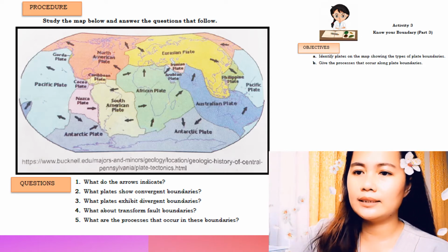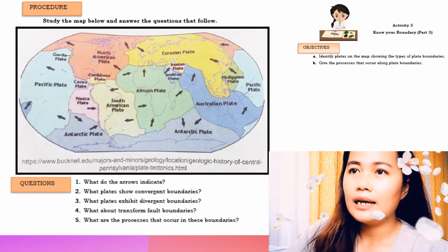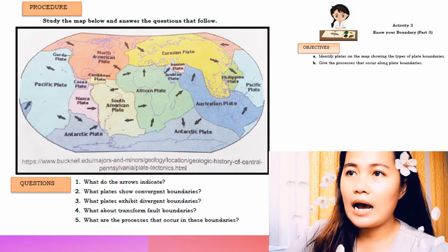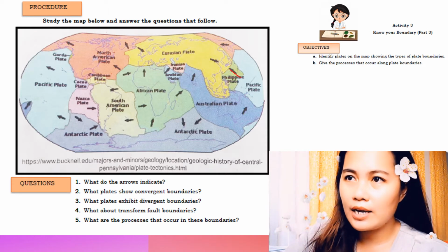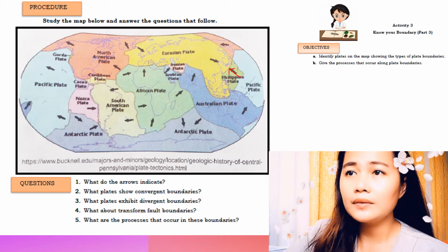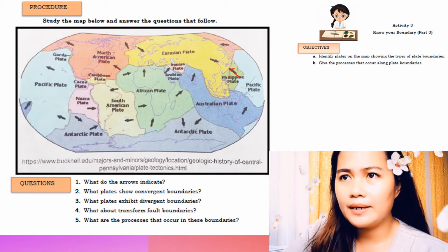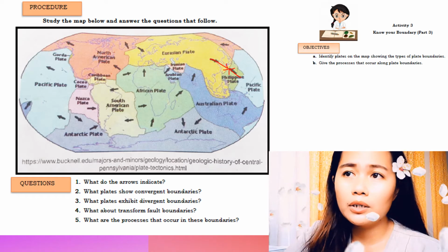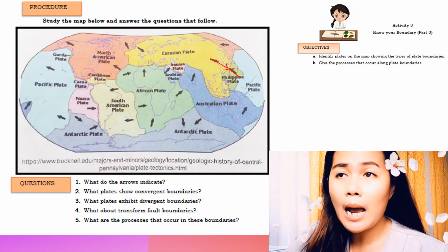So atong tagsa-tagsaon og tan-aw. Kani si Eurasian plate in yellow ug si Philippine plate in green. Notice the arrow of Philippine plate, padong siya didto pasaka. The arrow of Eurasian plate padong siya paubos. So unsay nahitabo sa ilang duha ka arrow? Ilang duha ka arrow padong magbangga.